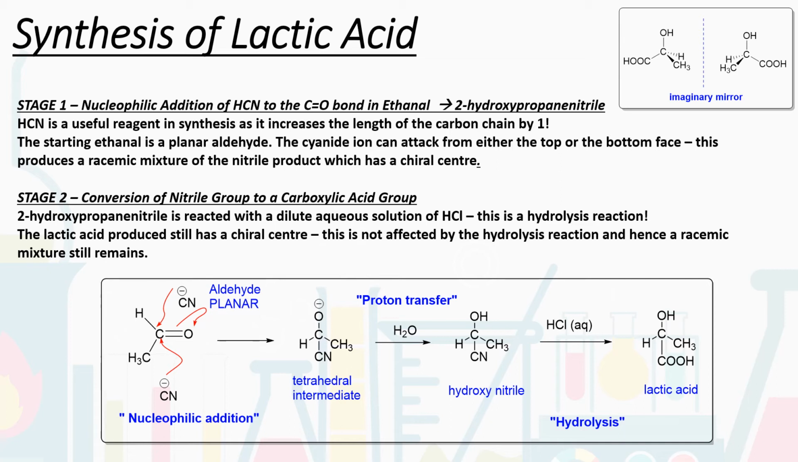And so therefore the chirality continues in this hydrolysis step. We still have 4 different groups attached. We have a hydrogen, an OH, CH3, and a carboxylic acid. So because we have 4 different groups attached, it's still chiral. We still have an asymmetric carbon. It's not affected by doing that hydrolysis reaction. And so we still have the racemic mixture, the 50-50 mixture.